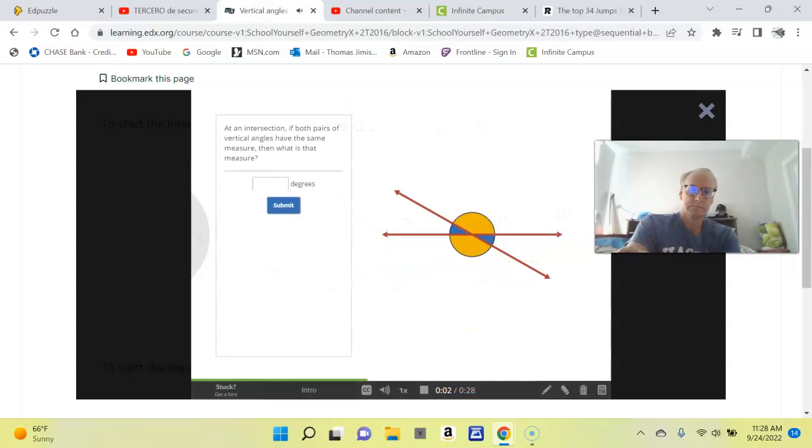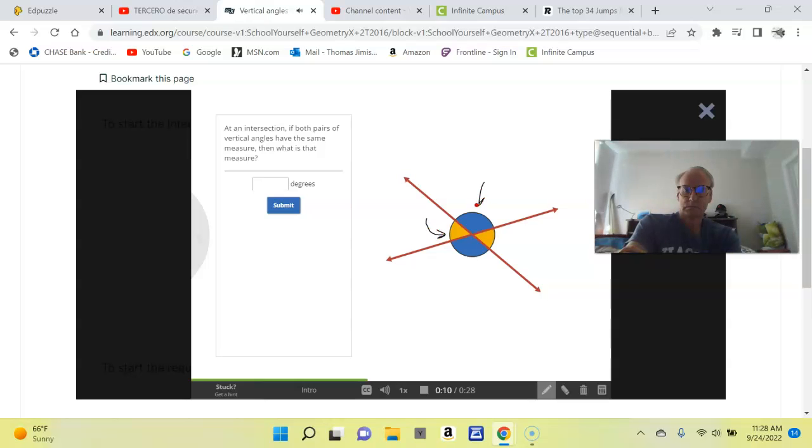Now in this interactive, you can rotate these two lines by dragging them around. One pair of vertical angles is colored yellow and the other pair is colored blue. Try moving these lines around to make sure that vertical angles are always congruent. Then try answering this question. If both pairs of vertical angles have the same measure, meaning all four angles at this intersection are congruent to each other, then what is that measure?